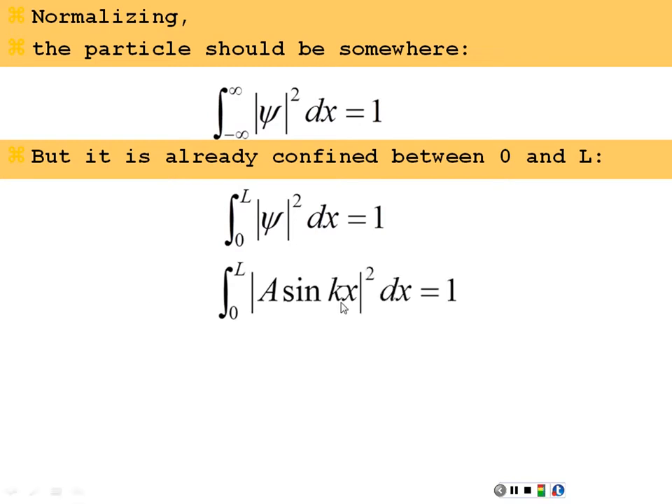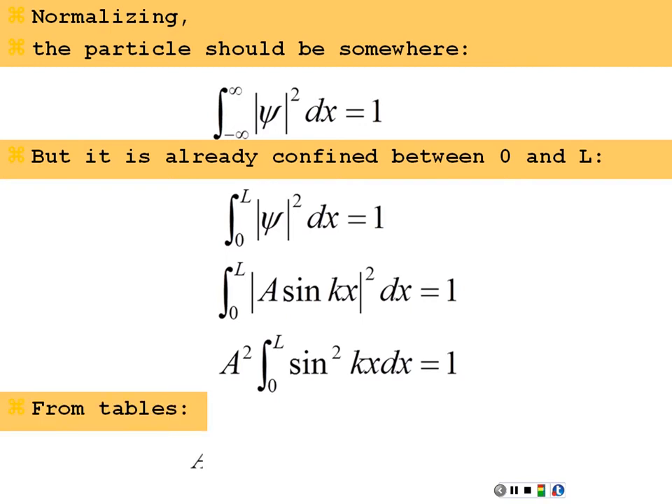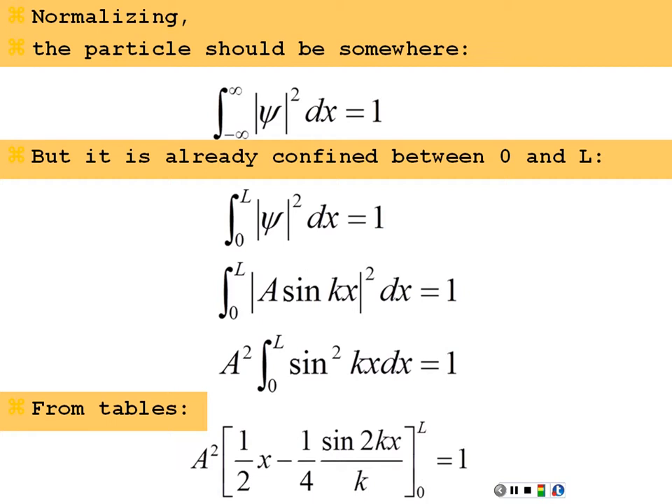Well, if we put our wave function in there, we now have the integral from 0 to L of A sine kx, squared, dx equals 1. Take out our constants. If we integrate sine squared kx dx from 0 to L, we can look this up in a table of definite integrals, and we would have A squared times our solution for this, 1/2 x minus 1/4 sine 2kx over k, evaluated from 0 to L, should equal 1.